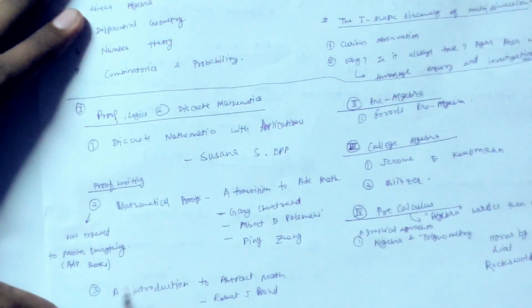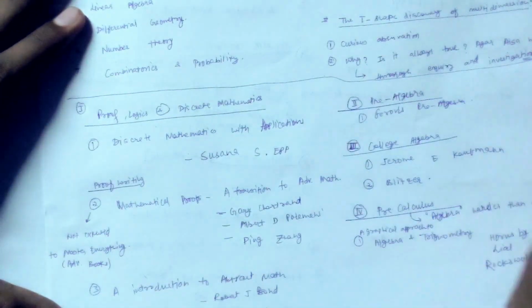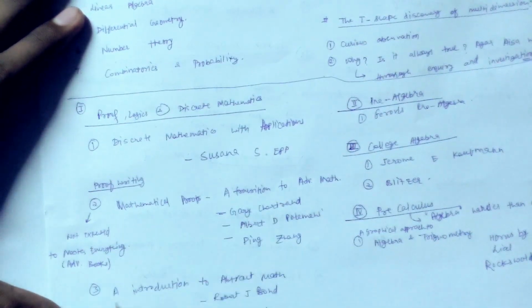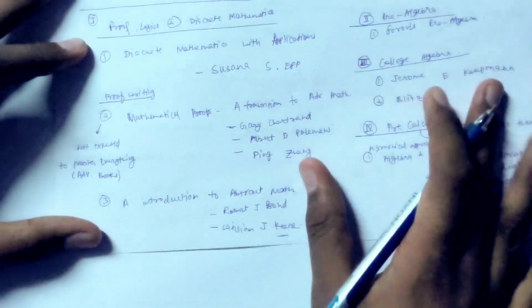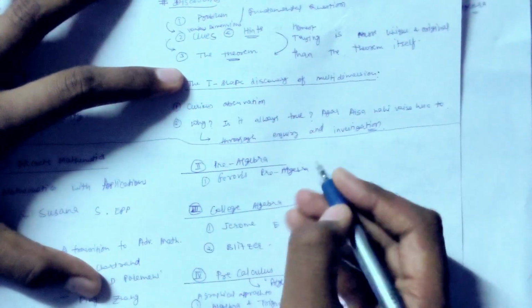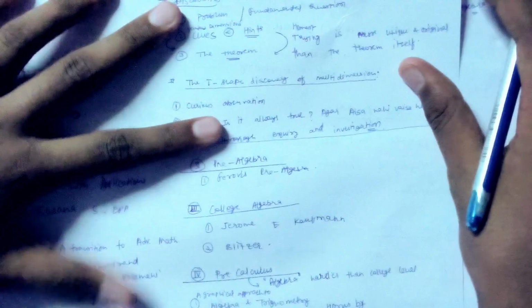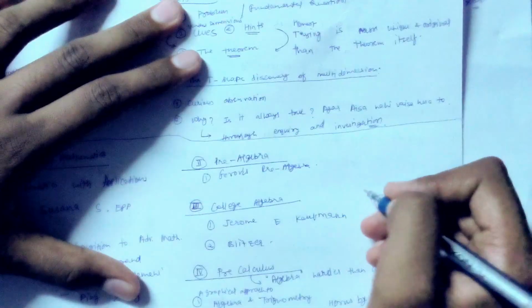Then we will have abstract math. It is not a part of proof writing, but you can also take it as a basic foundational thing. This is Introduction to Abstract Math by Robert J. Bond and William J. Keane. Now let us take this one, pre-algebra. Pre-algebra, many of you already know and studied in your middle school.